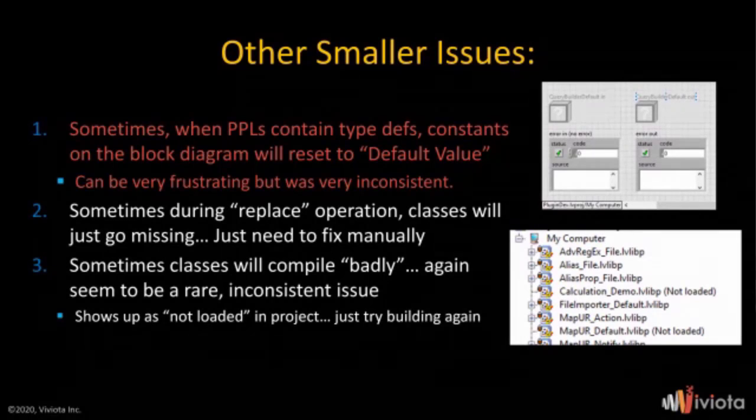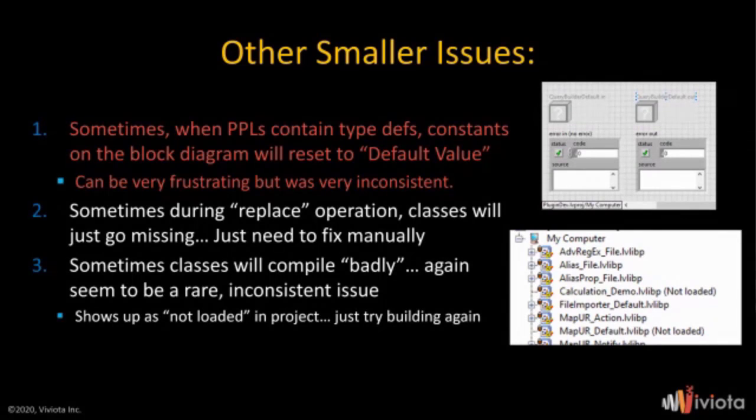Some other problems: sometimes the replaced classes just go missing, and in this case it's going to be a search through the errors and fixing the ones that manually need to be fixed. Sometimes classes compile badly. Again, there was no real rhyme or reason to why this seemed to happen, and it was solved by just building the PPL again.